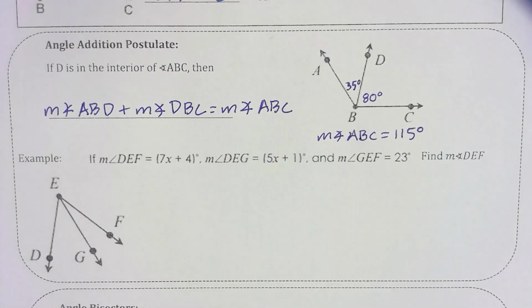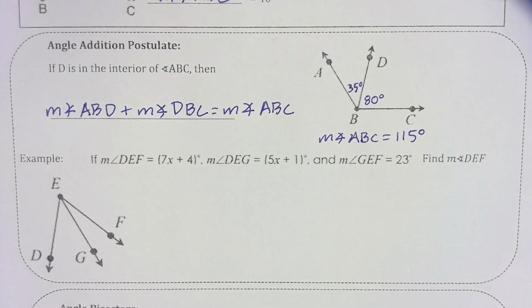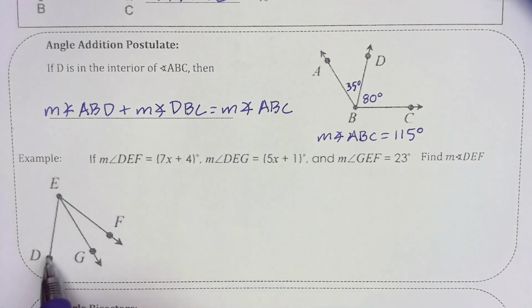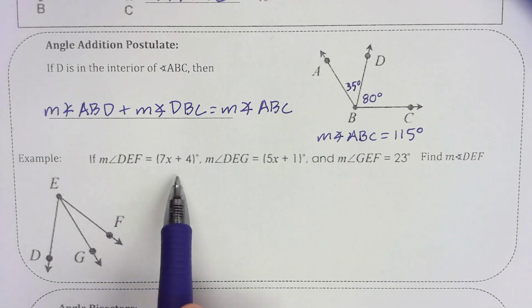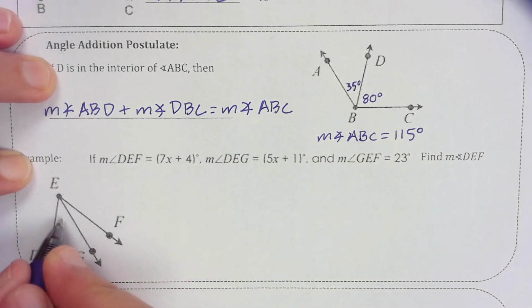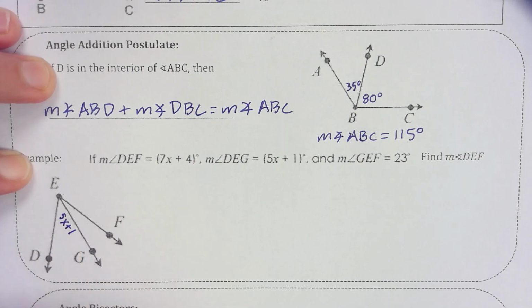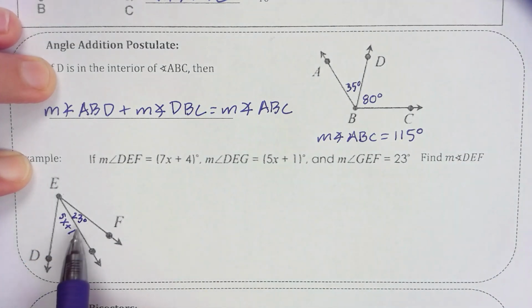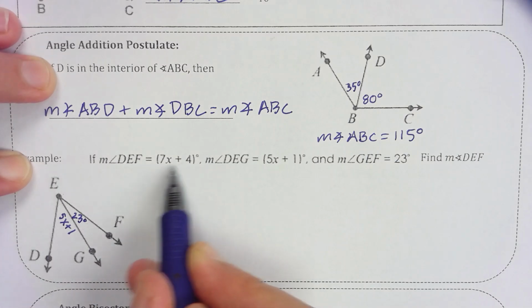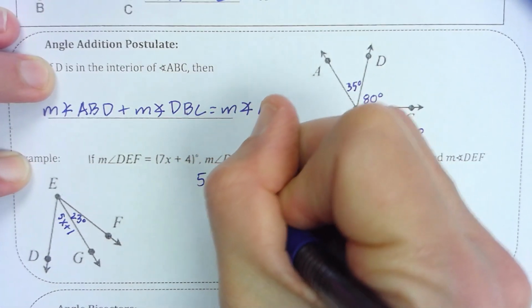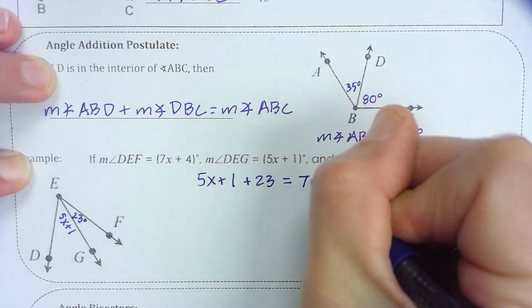Here's another diagram of a couple of angles together, and this is when labeling is going to be important, that we label things correctly so they make sense. This says the measure of angle DEF, so that's the big angle, is 7x plus 4. The measure of DEG is 5x plus 1. And GEF is 23 degrees. So I know that these two angles together will add up to the whole angle, 7x plus 4. So that's how I'm going to set up my equation: 5x plus 1 plus 23 equals 7x plus 4.